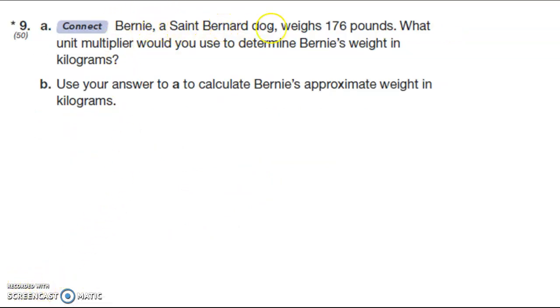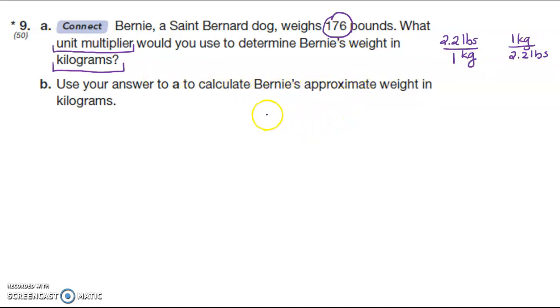Number 9, Bernie, a St. Bernard dog, weighs 176 pounds. What unit multiplier would you use to determine Bernie's weight in kilograms? Okay, so what I know, as far as the conversion from pounds to kilograms, is that it's 2.2 pounds per 1 kilogram. You can also write that this way. Okay, and then it says use your answer to calculate Bernie's approximate weight in kilograms.